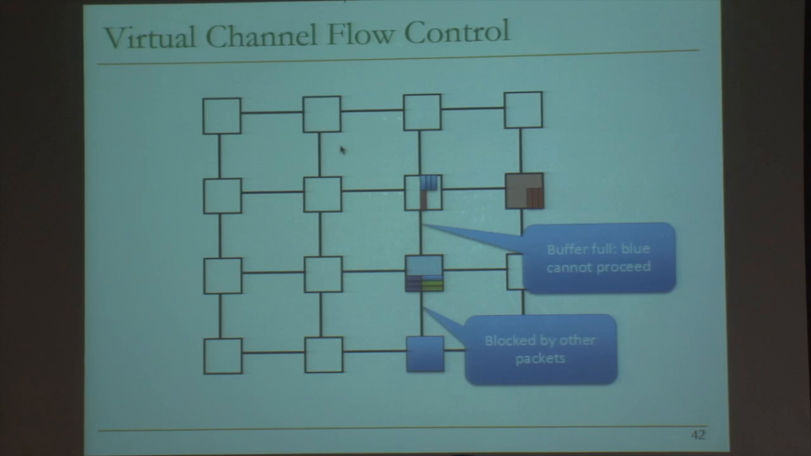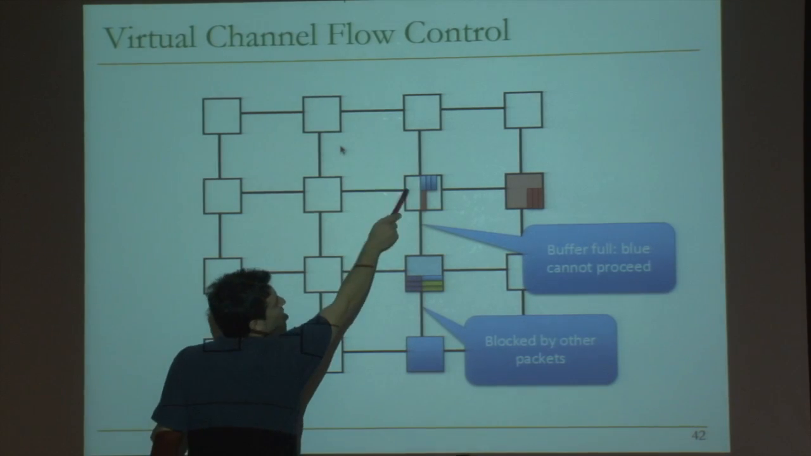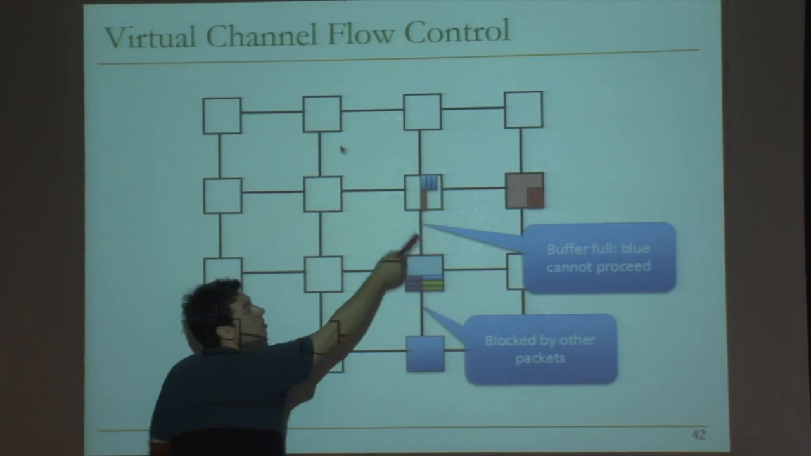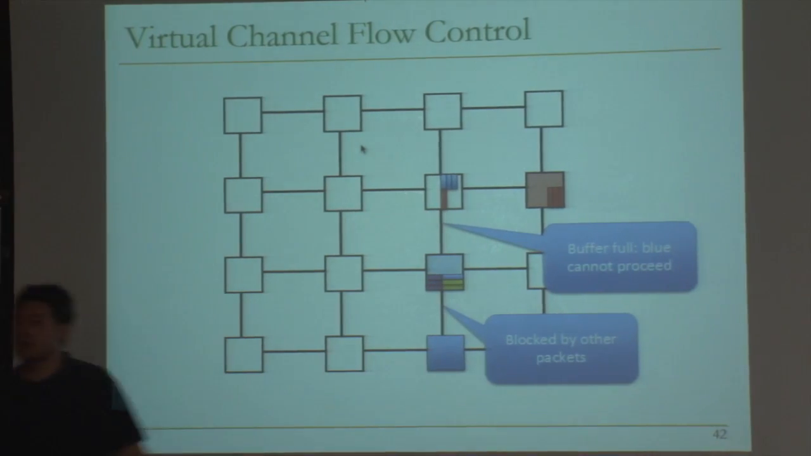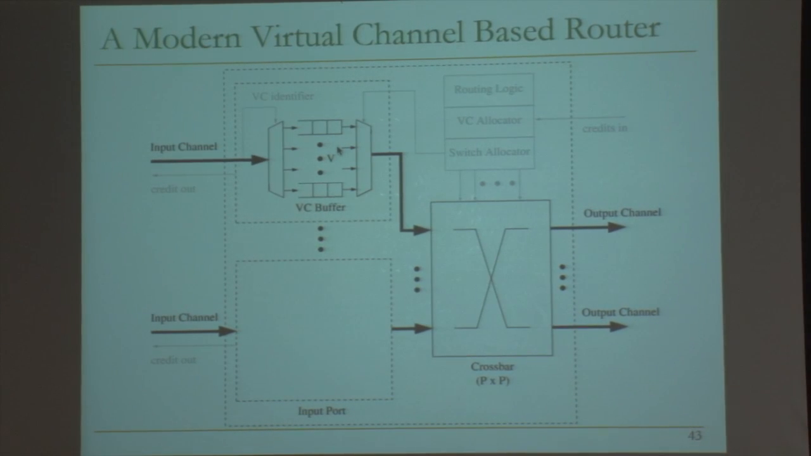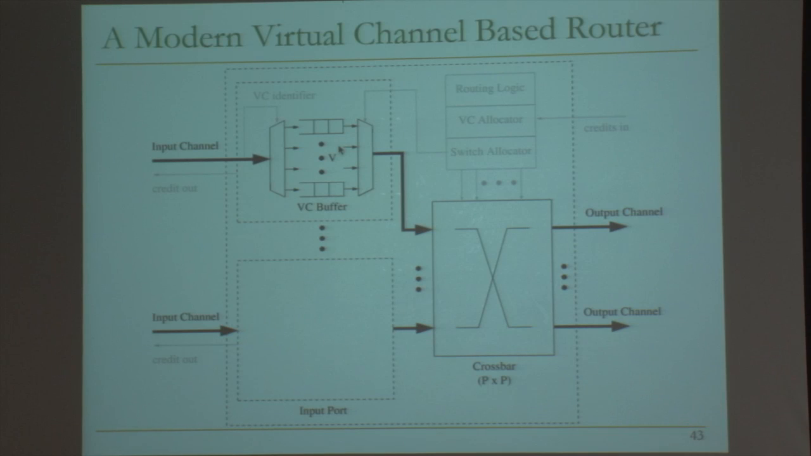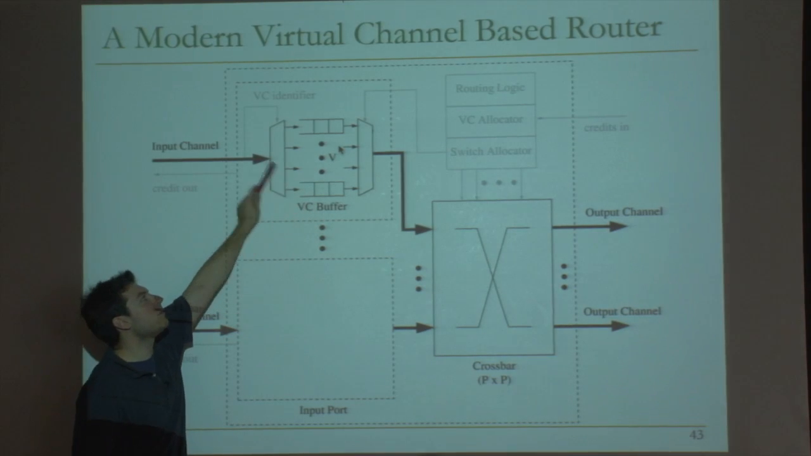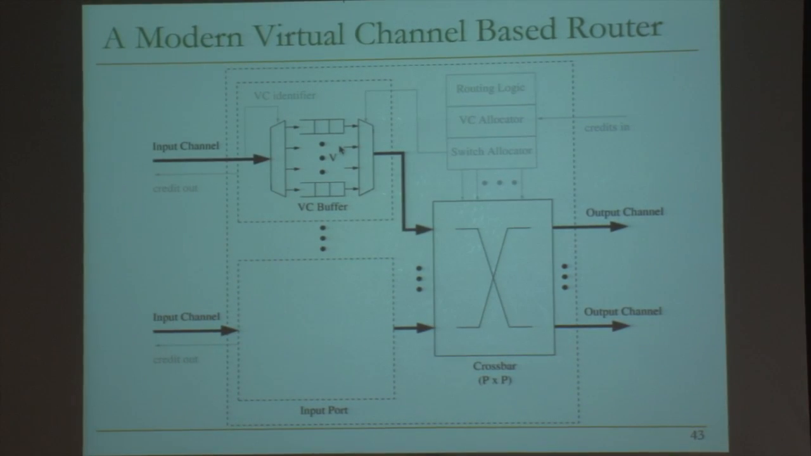It's called virtual channels because even though you have one channel here, it gives you sort of the abstraction of having more than one channel because you can bypass other flits. And if you look at the architecture of a modern virtual channel-based router, at the front end, that's usually how you have your virtual channels organized. You have virtual channel buffers. You can have multiple of these.